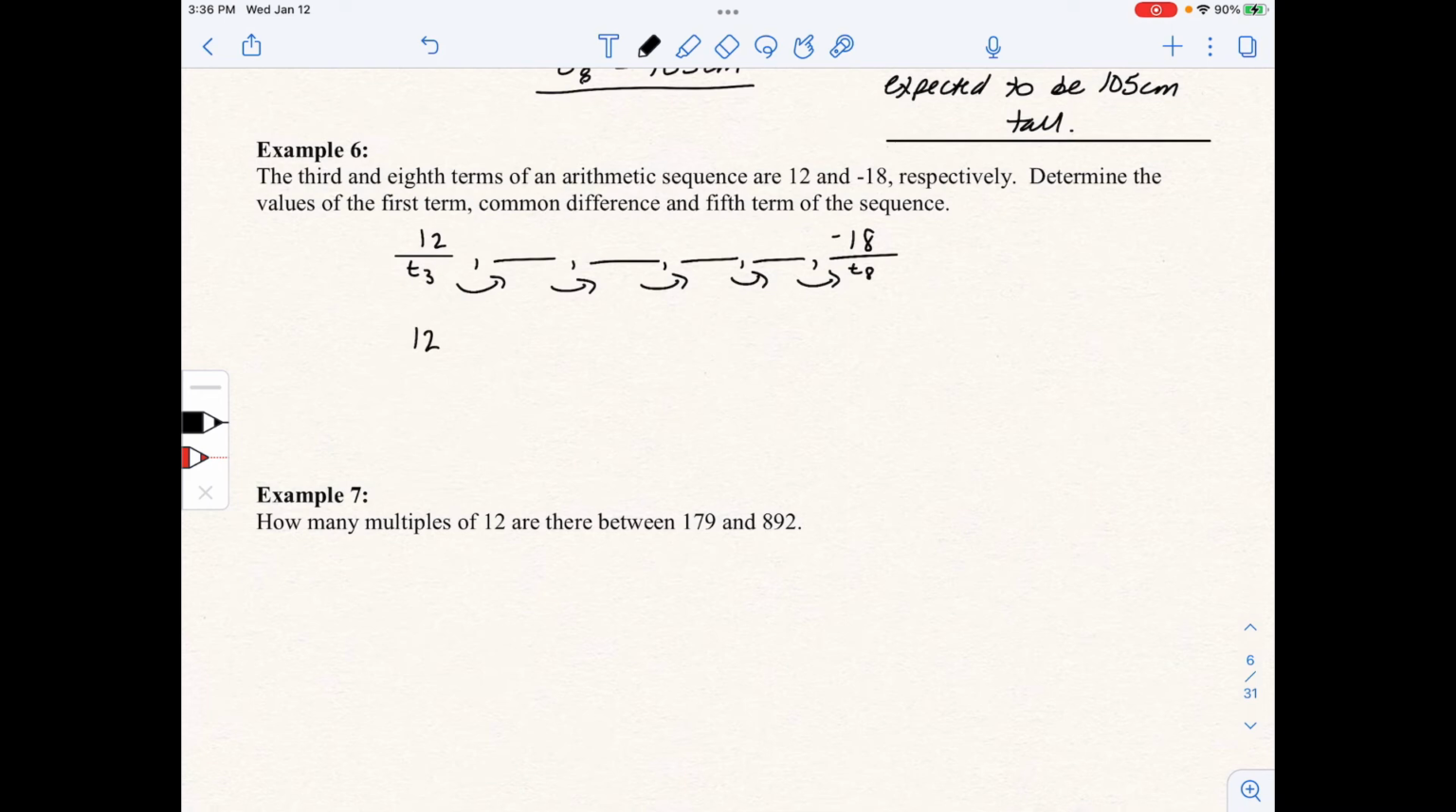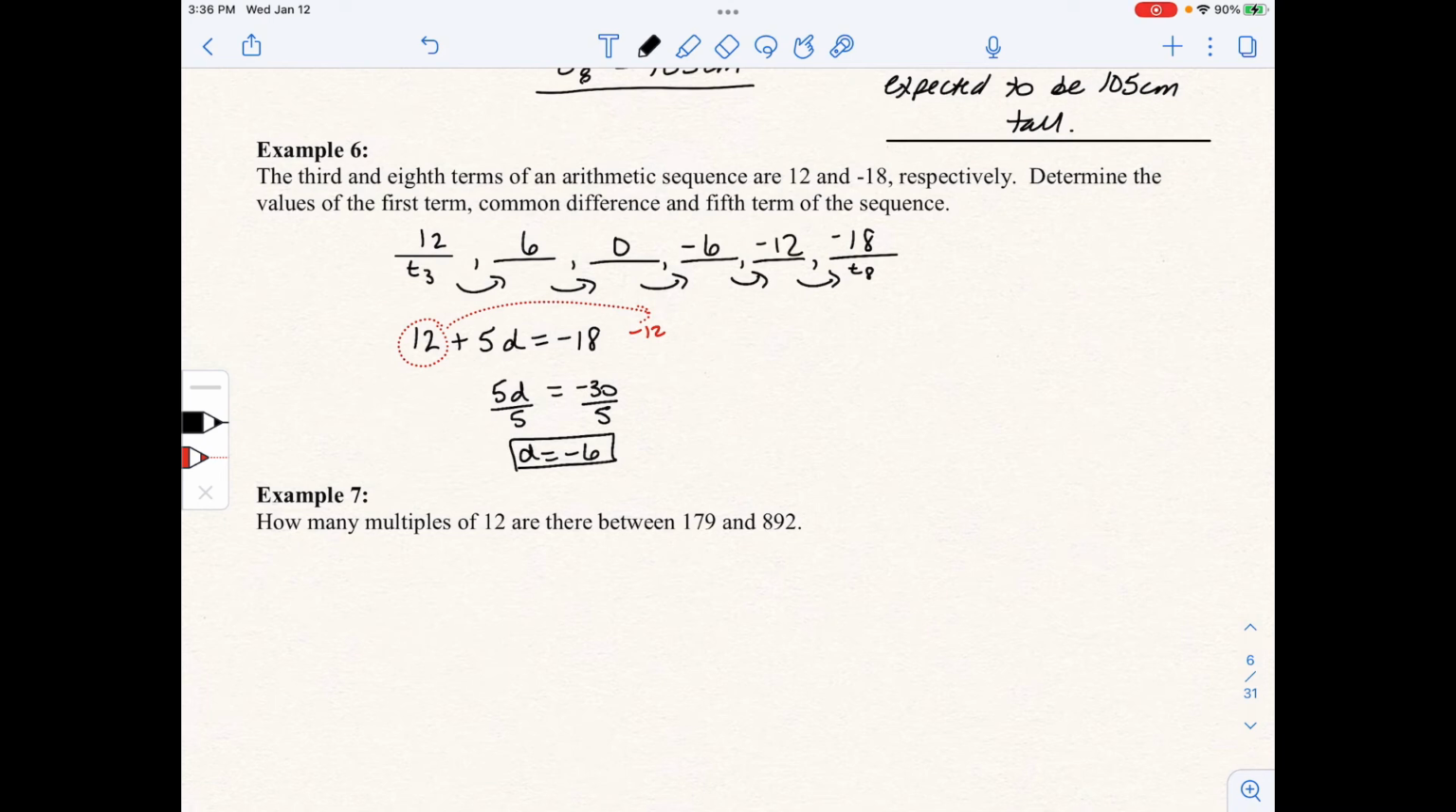So 12 plus 5 differences is equal to negative 18. And so we just need to solve for d. We're going to subtract the 12 there. So negative 18 minus 12, that's negative 30. And when we divide both sides by 5, d is negative 6. Okay, so 12 take away 6 is 6, and 0, and negative 6, and negative 12, and negative 18.